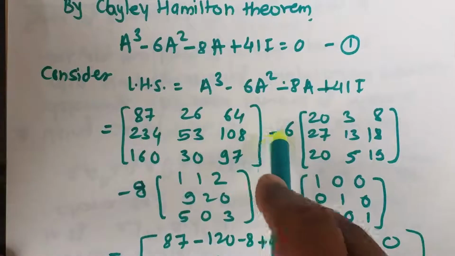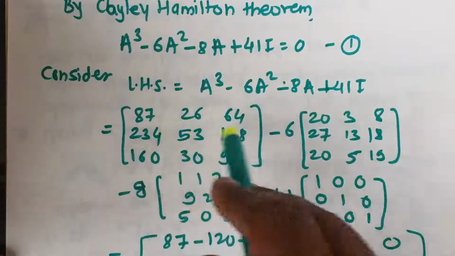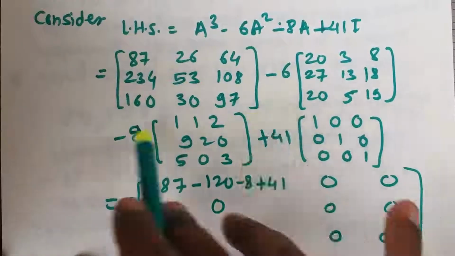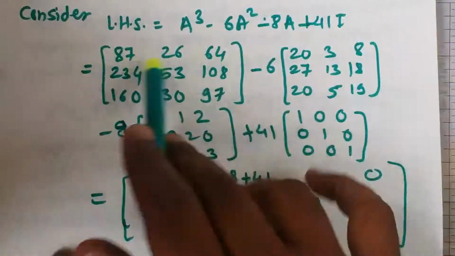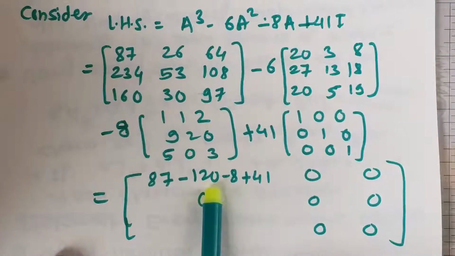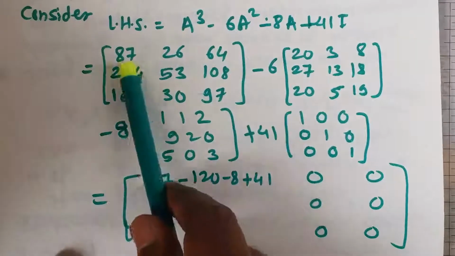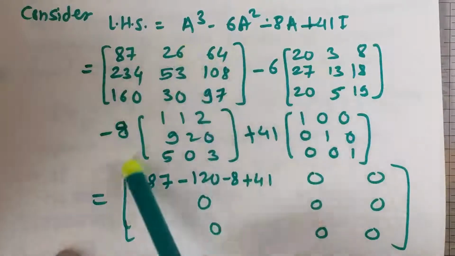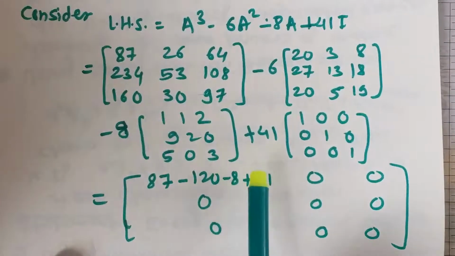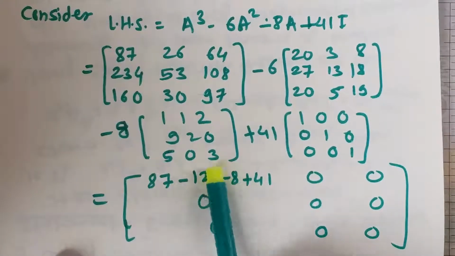This is the value of A cube, minus 6 times this value of A square, minus 8 times this matrix A, plus 41 times I, the identity matrix of order 3, that is 1 0 0, 0 1 0, 0 0 1. Now we need to check whether this addition, this subtraction is 0 or not. The first entry I have calculated: 87 minus 6 times 20, that is minus 120, minus 8 times 1 is minus 8, plus 41 into 1 is 41. So this is the first entry of the addition of the 4 matrices: 87 minus 120 minus 8 plus 41. You can see that 87 plus 41 is 128, and minus 128 will become 0.